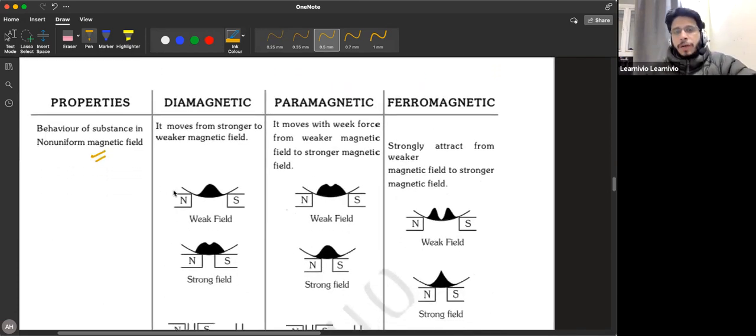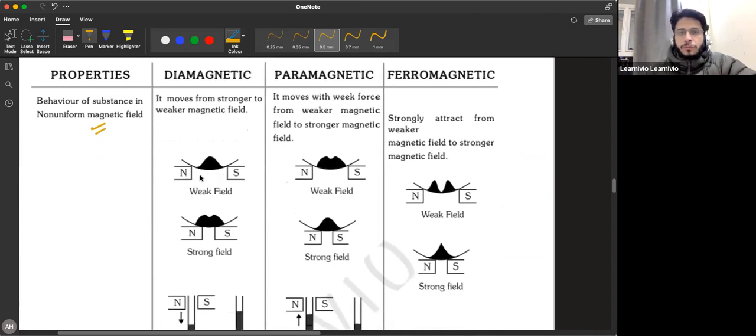Then behavior in non-uniform magnetic field. See, if you take two magnets, North Pole and South Pole, and you place them at a large distance, then here the field is strong, and in center, the field is weak. So if you take a diamagnetic material, then it will move from the stronger part of field to the weaker part. So here, if you take a powder of diamagnetic material and you place that powder in a container, the level is same. When you place this container here, then the diamagnetic material will move from the stronger part of the field to the weaker part. So here it will accumulate.